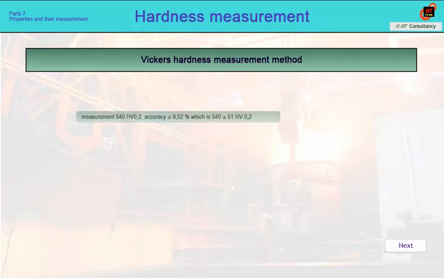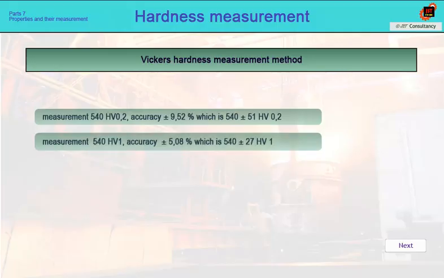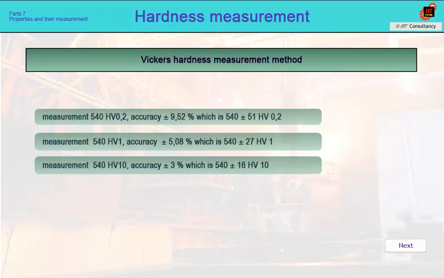Just to give you an idea, 540 HV 0.2 measurement has a variance of plus minus 9.52%, which is 540 plus minus 51 HV 0.2. 540 HV 1 measurement has a variance of plus minus 5.08%, which is 540 plus minus 27 HV1. 540 HV 10 measurement has a variance of plus minus 3%, which is 540 plus minus 16 HV10.